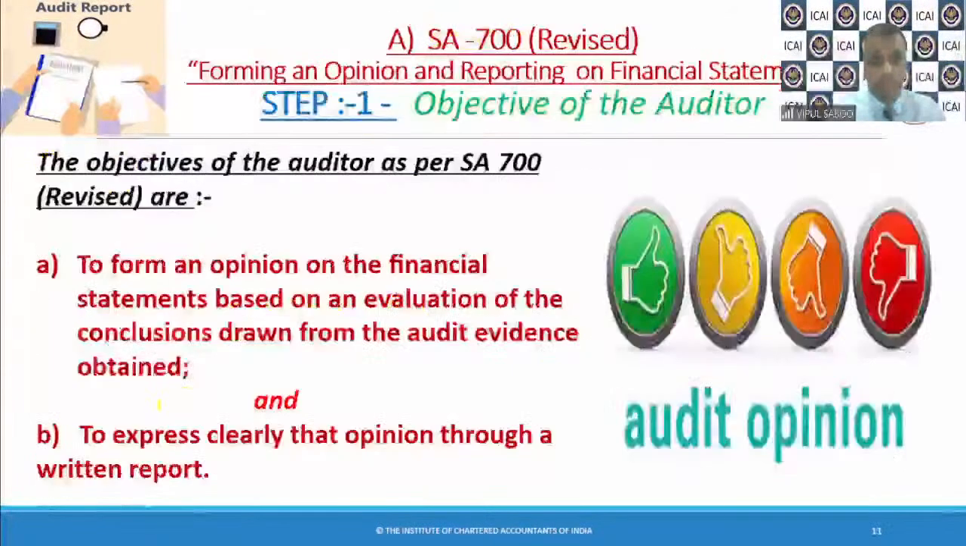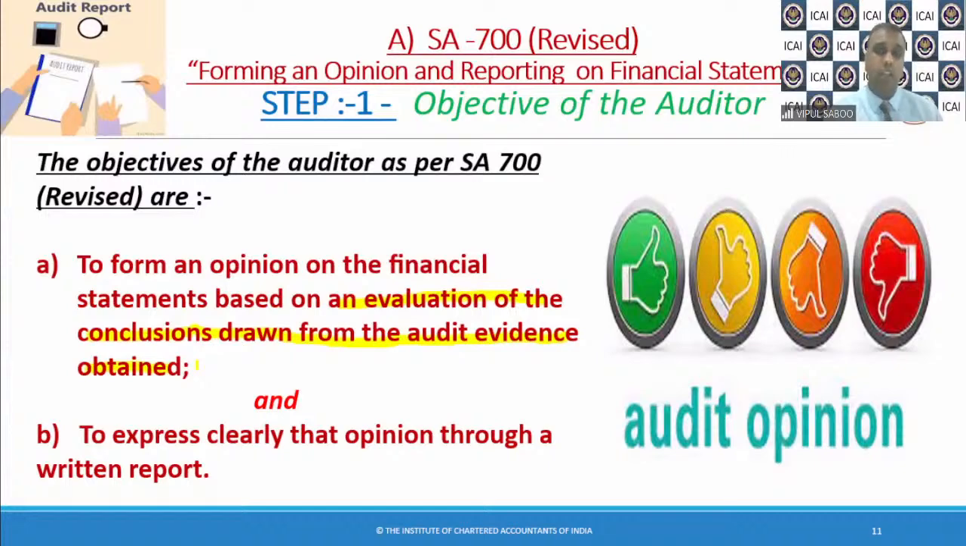Moving ahead, what are the objectives of the auditor as per SA 700? To form an opinion on the financial statements. How does the auditor form an opinion? By evaluating the conclusions he has drawn from the audit evidence obtained. You are sitting in the exam, you evaluate what you have done, what you have retained, and then you write the answer.